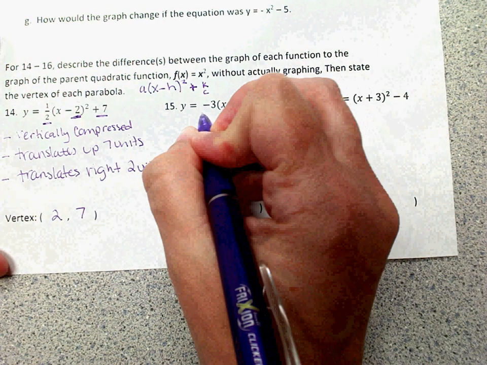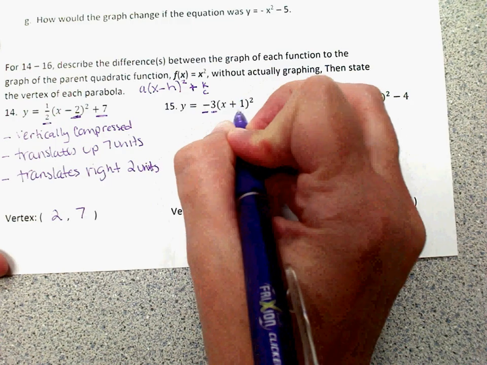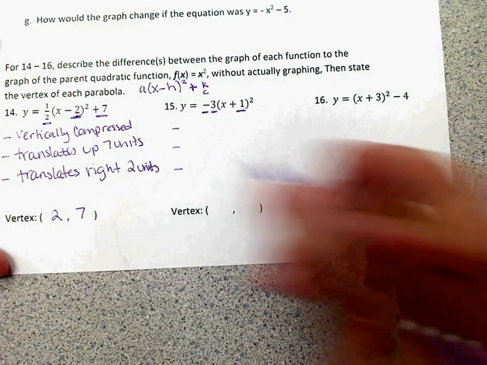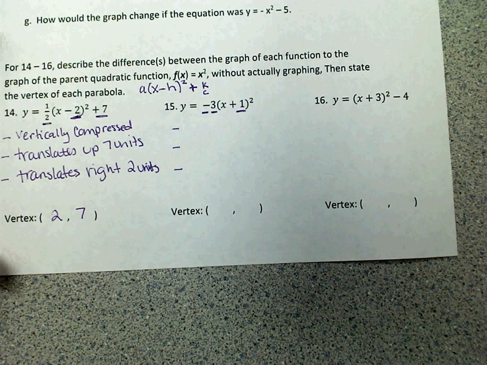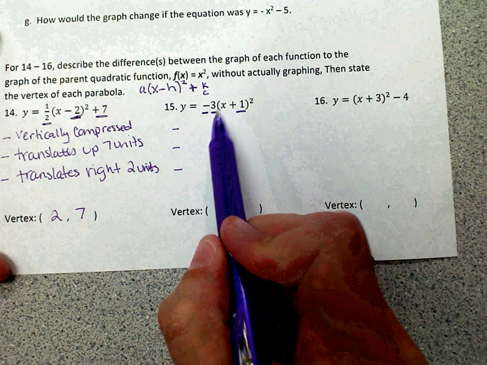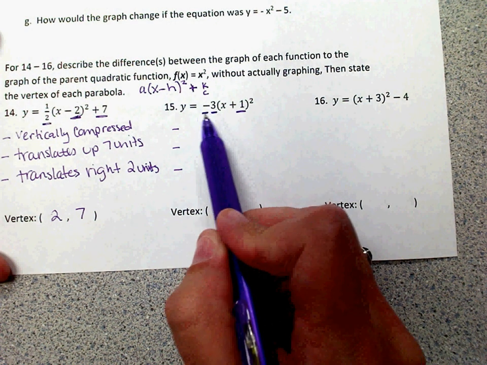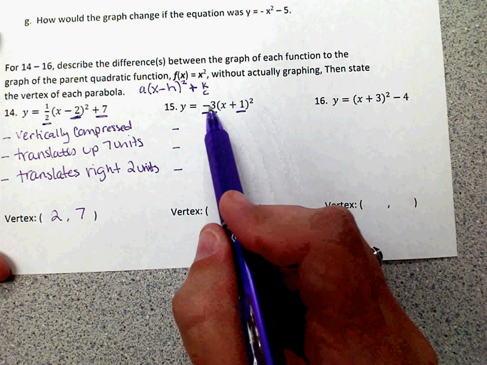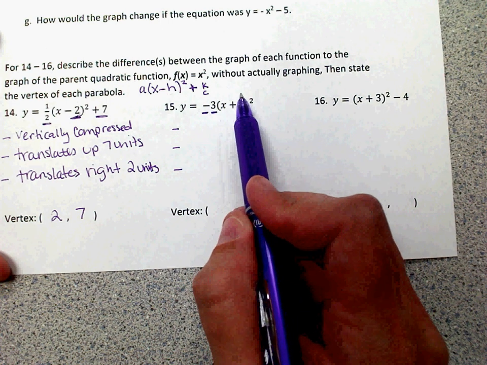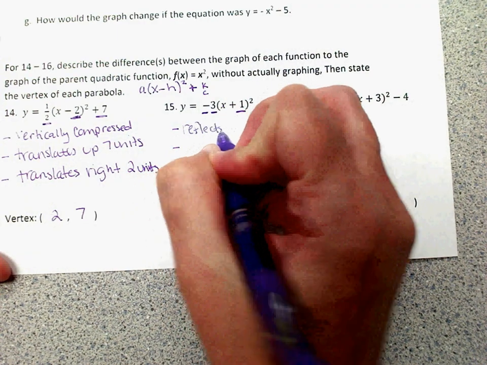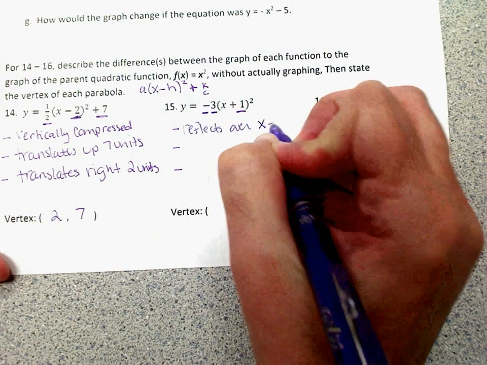We've got this negative, we have the 3, and then we have this +1. So that means I'm going to have 3 differences between our 2 graphs. So let's look at the first one. This has a negative in front, and remember that a negative makes it reflect. So instead of it opening up, it's opening down. So we're going to say that it reflects over the x-axis.